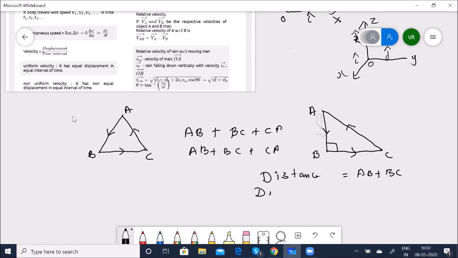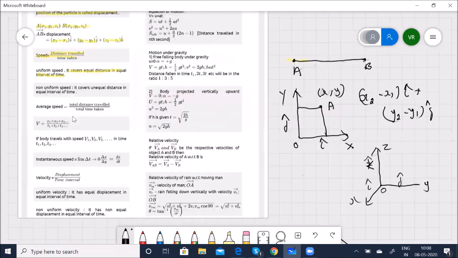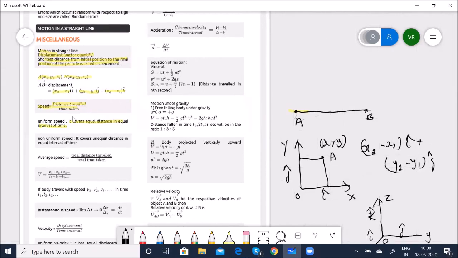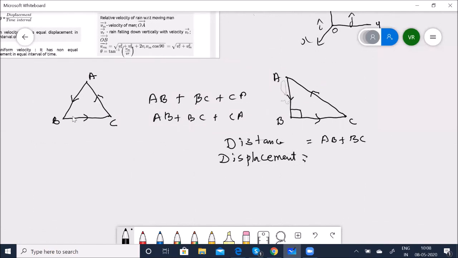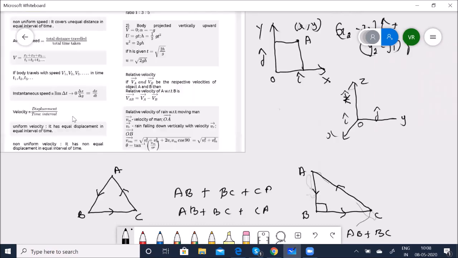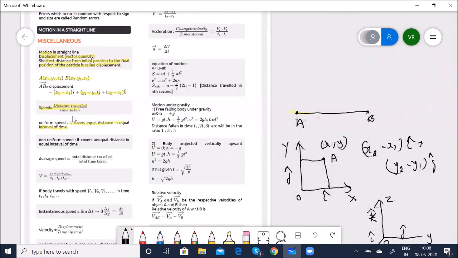Whereas when I say displacement, what did I tell you? Displacement is the shortest distance from the initial position to the final position. In this case, the shortest distance from the initial position to the final position is AC. So it is simply AC. This is the difference between distance and displacement.